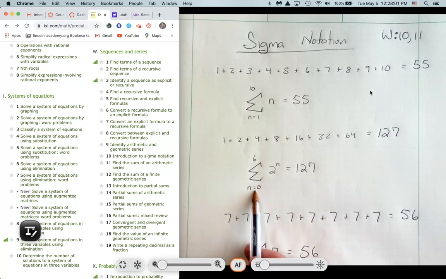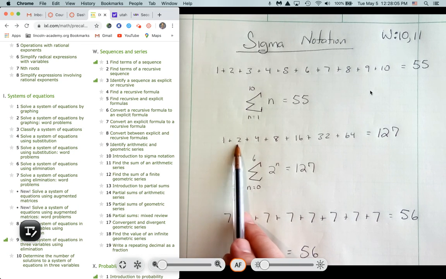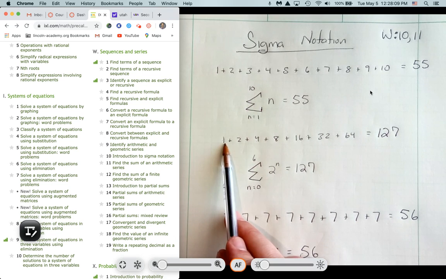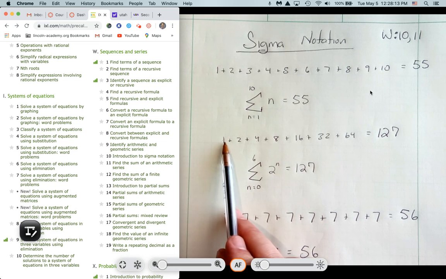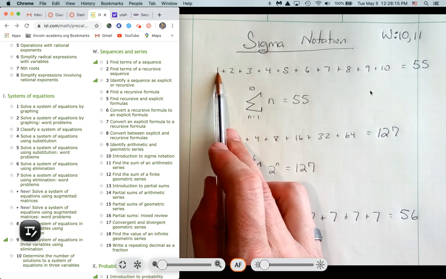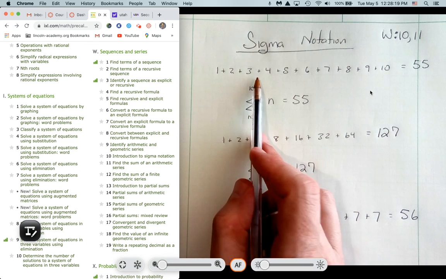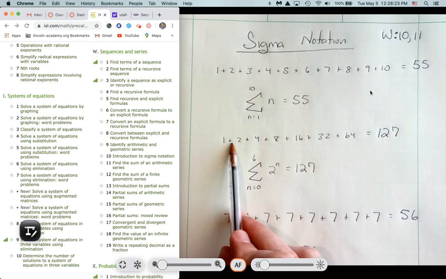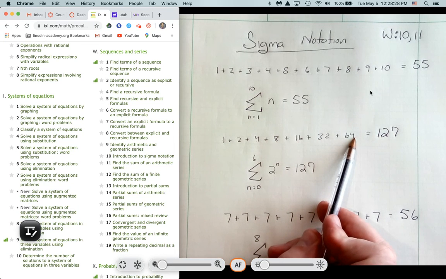Okay, here's a different one. I'm taking the integers 1, 2, 4, 8, 16, 32, 64. And if you notice, each integer is twice the previous one. So I'm multiplying by 2. Here I was, in a sense, adding 1. This is a linear sequence or series. This is a geometric series because I'm multiplying by 2 to get to the next integer in the series.